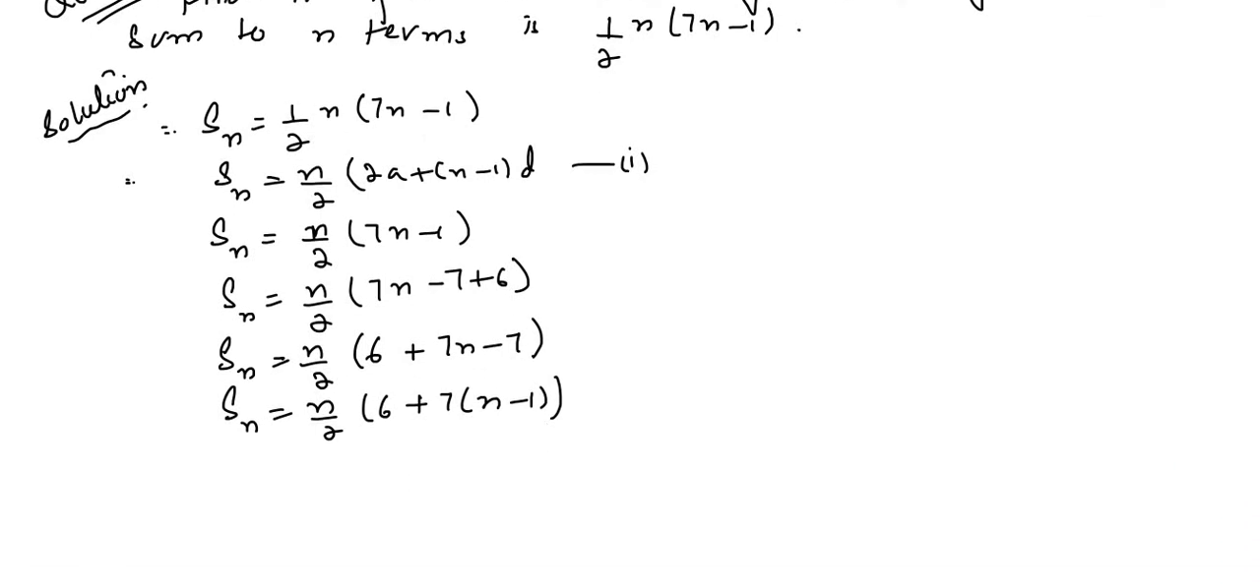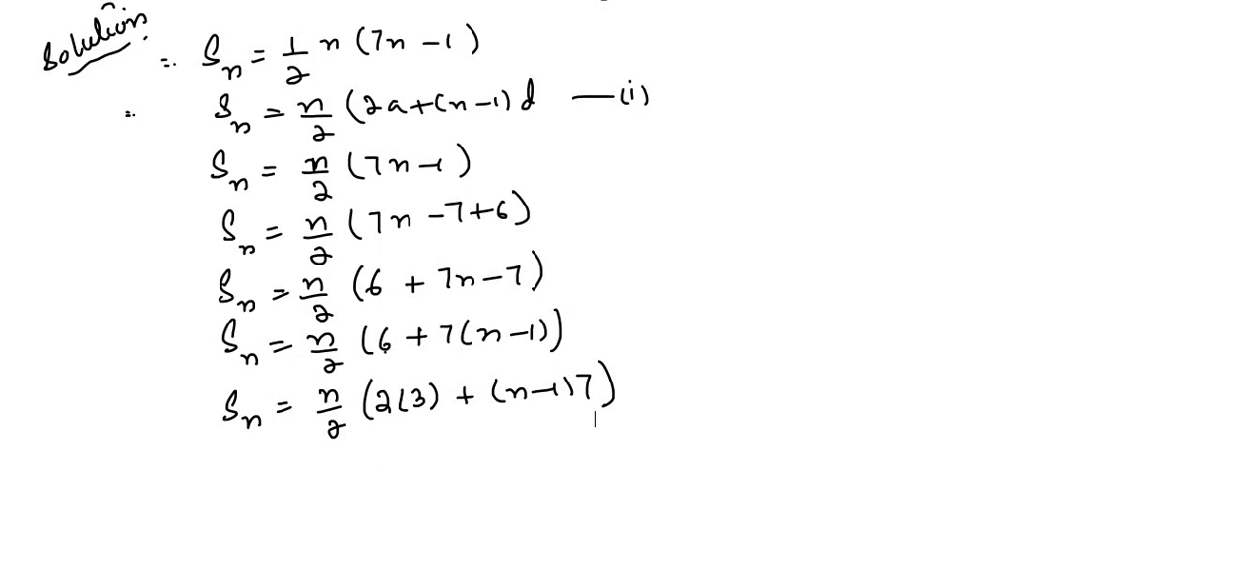If we compare this expression with equation number 1, we can write 6 equals 2a, so a will be 3, plus (n minus 1) d. This we call equation number 2.